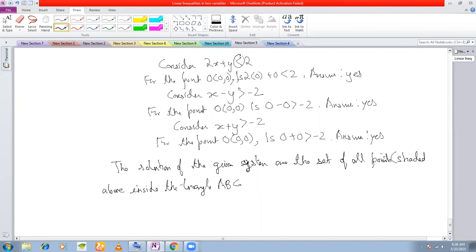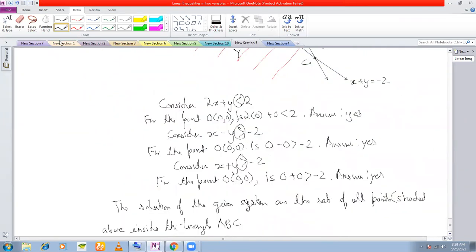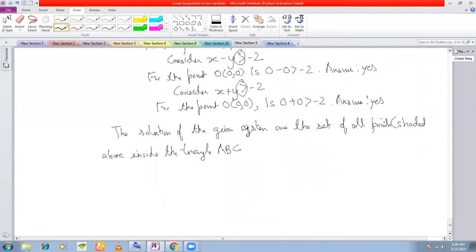Because see, are there equalities here? There are no equalities here. So that means the points on this straight line, on this straight line, and also on this straight line will not be parts of the solution, right? Because there is no equality. Therefore, we'll say the solution of the given system are the set of all points inside the triangle ABC, except the points on its sides. Clear?